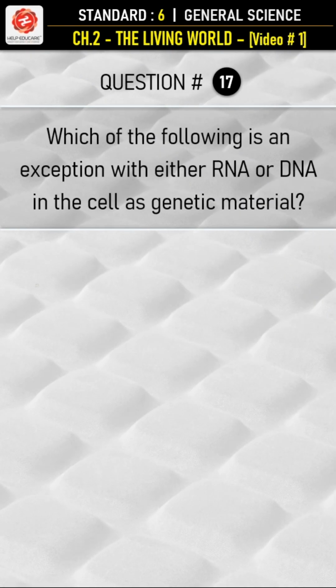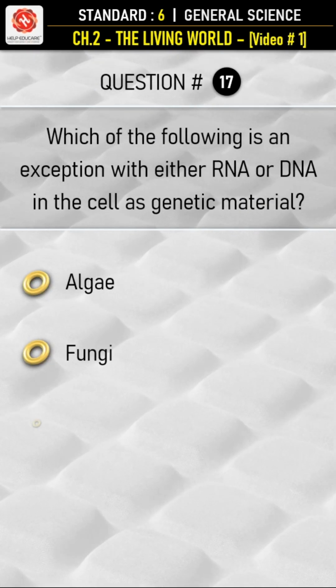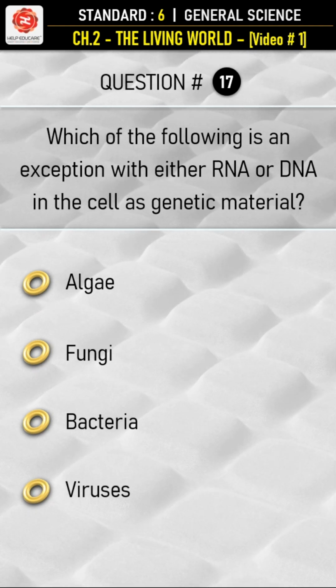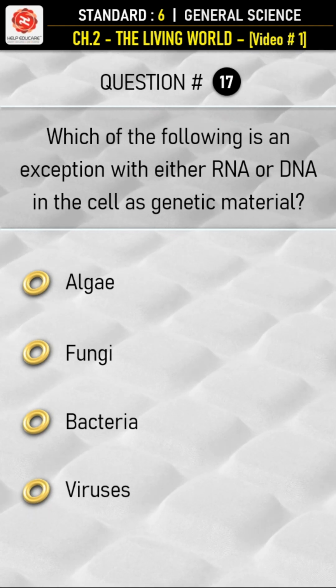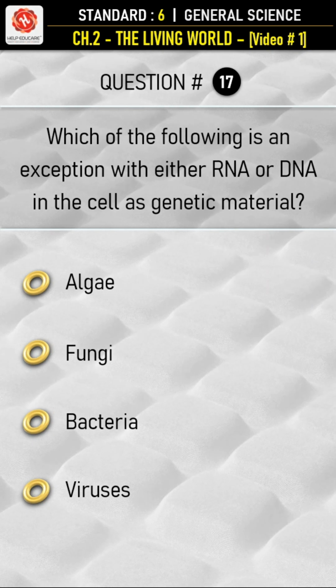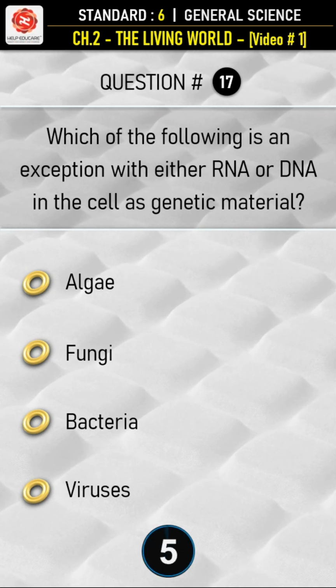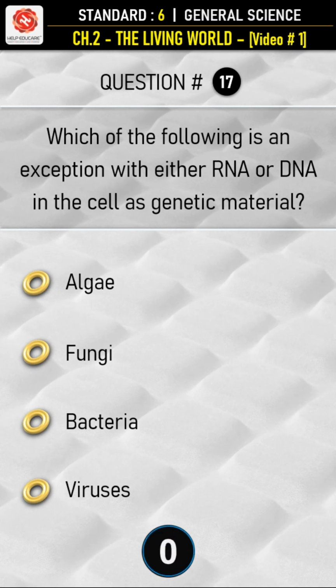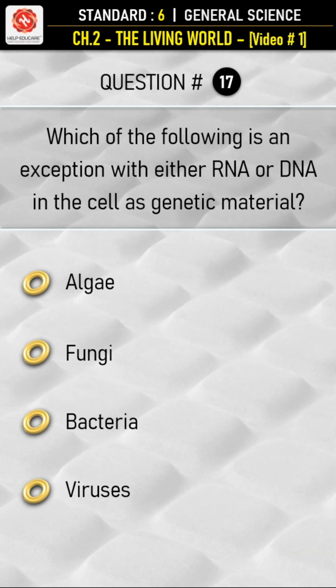Question number 17. Which of the following is an exception with either RNA or DNA in the cell as genetic material? First option, algae. Second option, fungi. Third option, bacteria. Fourth option, viruses. Answer will be shown after 5 seconds. Your time starts now. Correct answer is viruses.